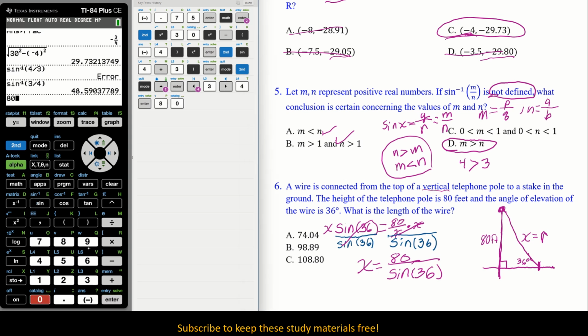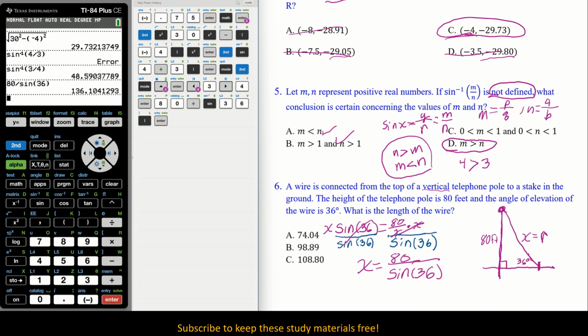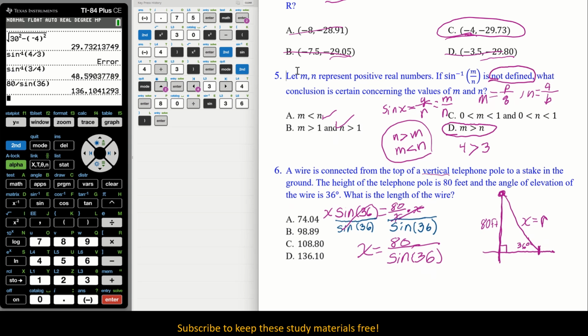So I have 80 divided by sine of 36. Push enter. And okay, looks like we've lost one. Let me bring it back. Something got pushed and we lost one of our options, and it was our answer option. Okay, so it is D. Obviously, the others aren't going to work.